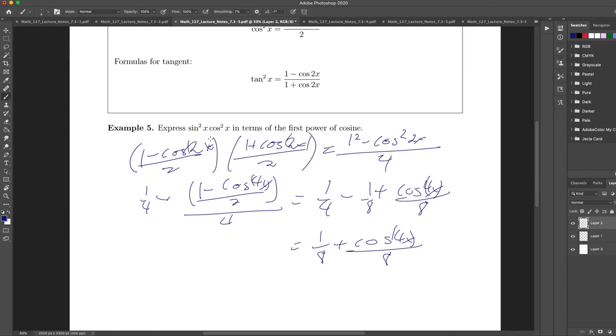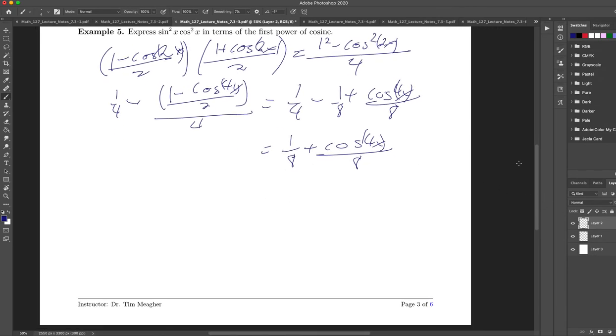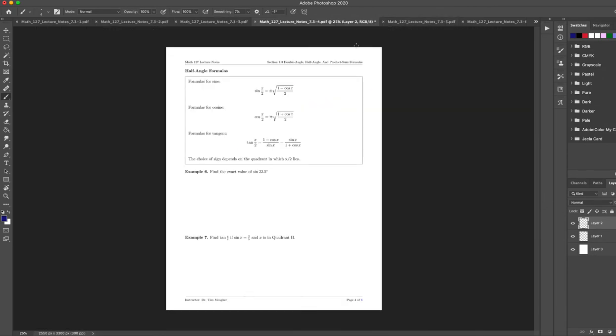And make it clear which I am doing and what. Okay, so now we have it all written as a single power of cosine. Now it's a quad angle, but some days you want this over other things. Alright, so let's go to the next one. So here are half angle formulas.